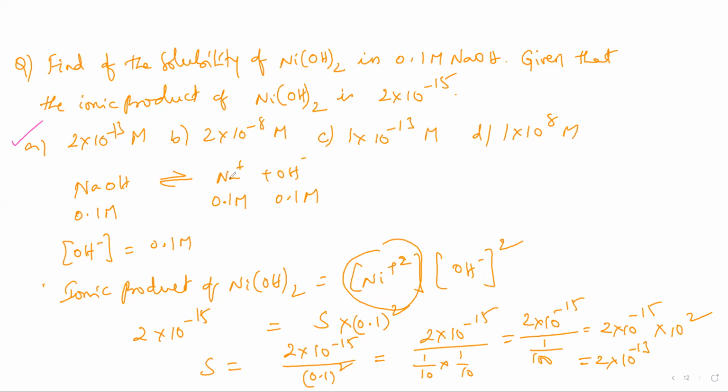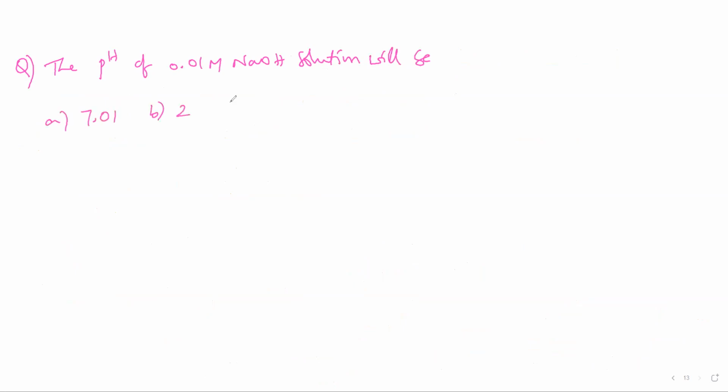Next, let us solve how to find the pH of a given solution. We'll move to the pH of a given solution. The question is: the pH of 0.01 molar NaOH solution will be. Options given are A, 7.01, B, 2, C, 12, D, 9. So these are the options given.